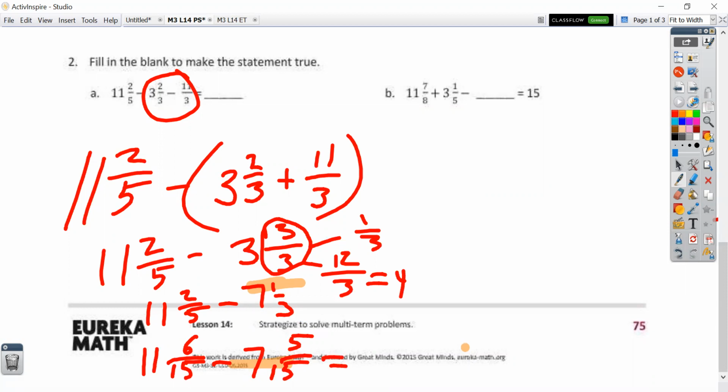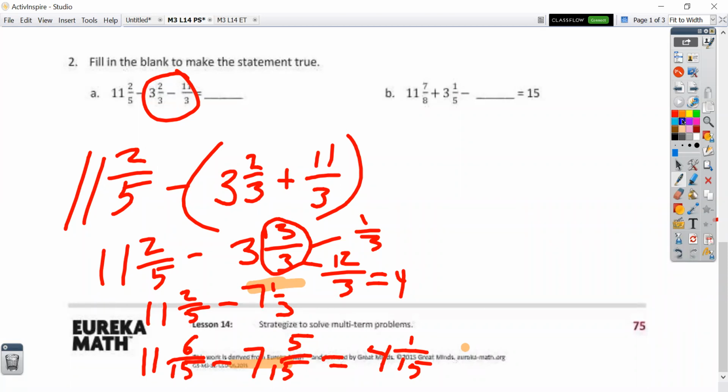Well, 11 minus 7 is 4. 6 minus 5 is 1. 15ths are going to stay. Our answer is going to be 4/15. Let me just double check to make sure I did that right. Perfect. All right, and perfect works, as my dad used to tell me.